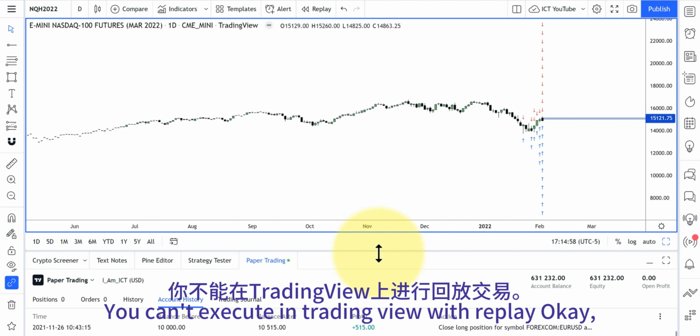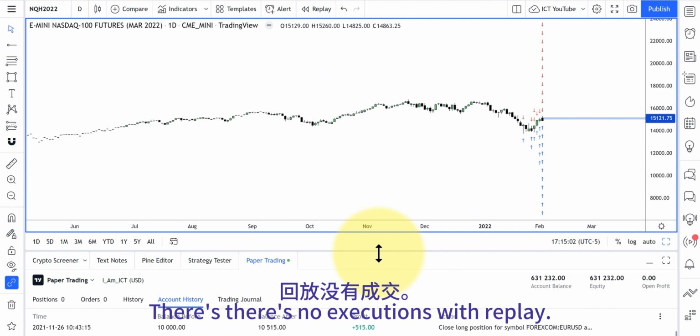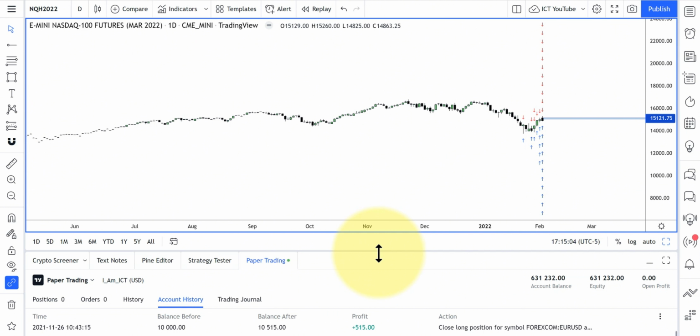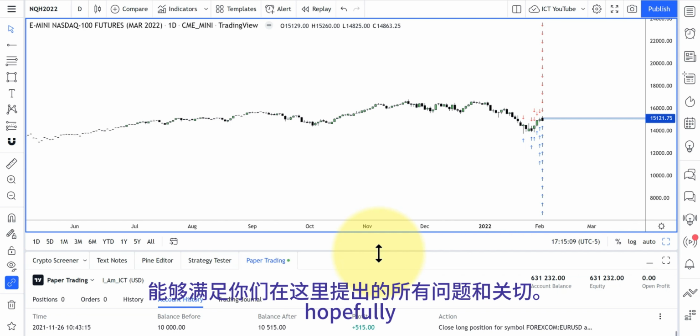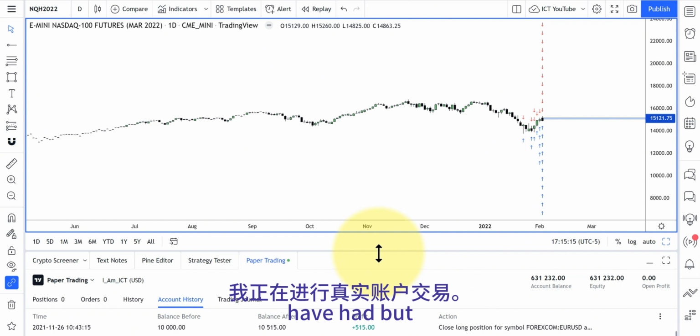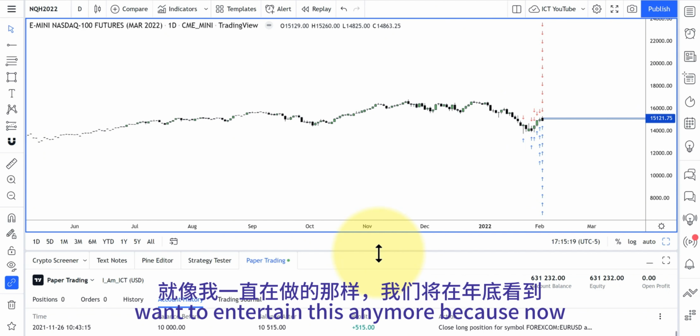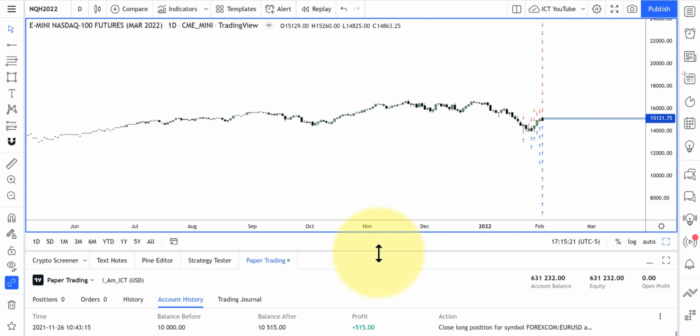You can't execute in TradingView with replay. Okay, you can't do it. There's no executions with replay. So I'm hopefully satisfying all of these questions and concerns that some of you in here have had, but I don't want to entertain this anymore because now I'm in a live account.